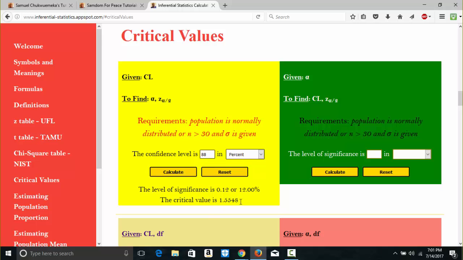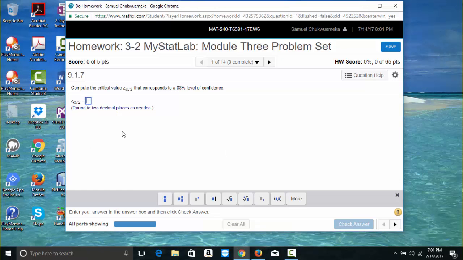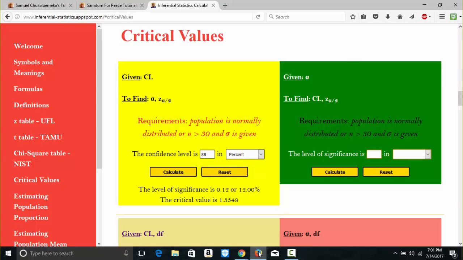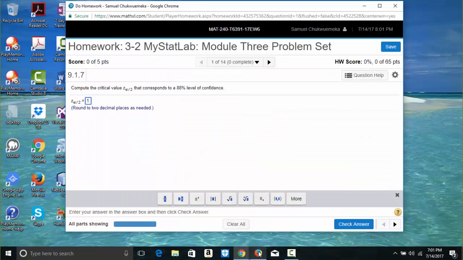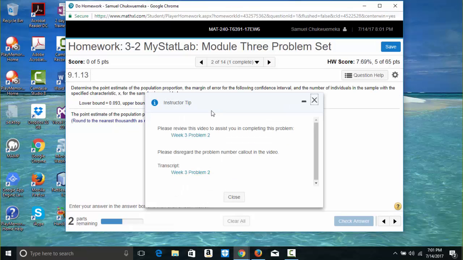So the critical value is 1.5548. They want us to round to 2 decimal places, so that's gonna be 1.55. So 1.55, and you can check answer or you press the enter key, it doesn't matter. Okay, later you can look at this, the instructor tip.